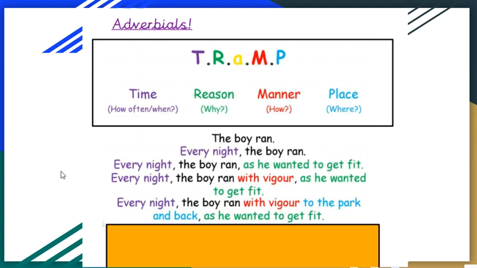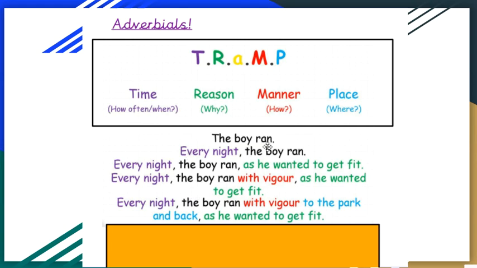And then finally, we could add a place into our sentence. So every night the boy ran with vigour to the park and back as he wanted to get fit. Okay, so we've now added more information, and we've now explained when the boy was running, why he was running, how he was running, and where he was running.